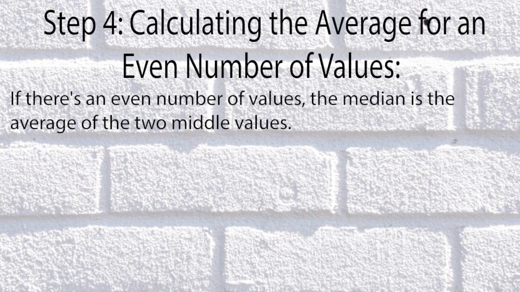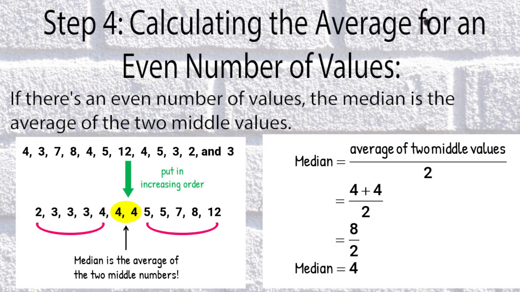Step 4: Calculating the average for an even number of values. If there's an even number of values, the median is the average of the two middle values.